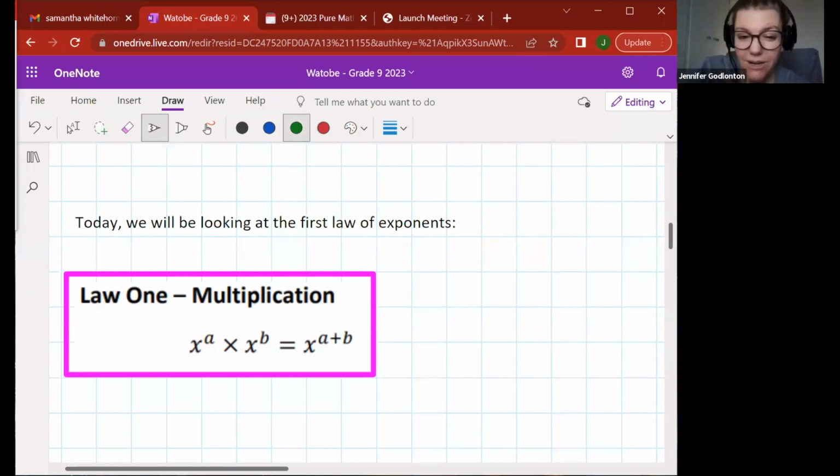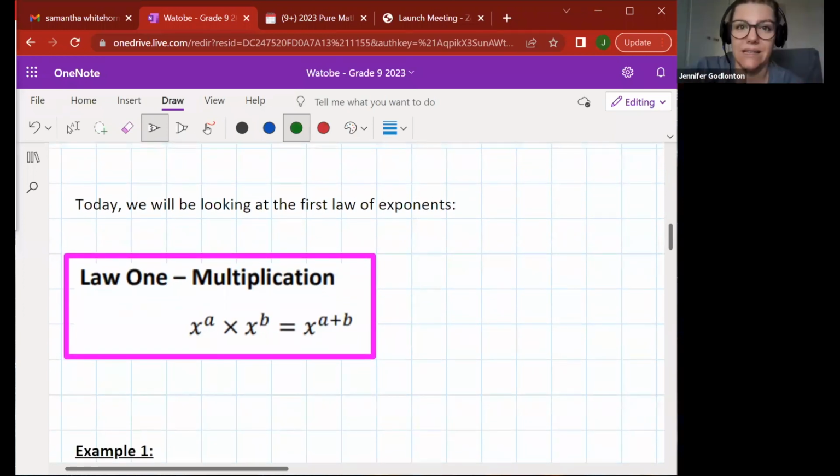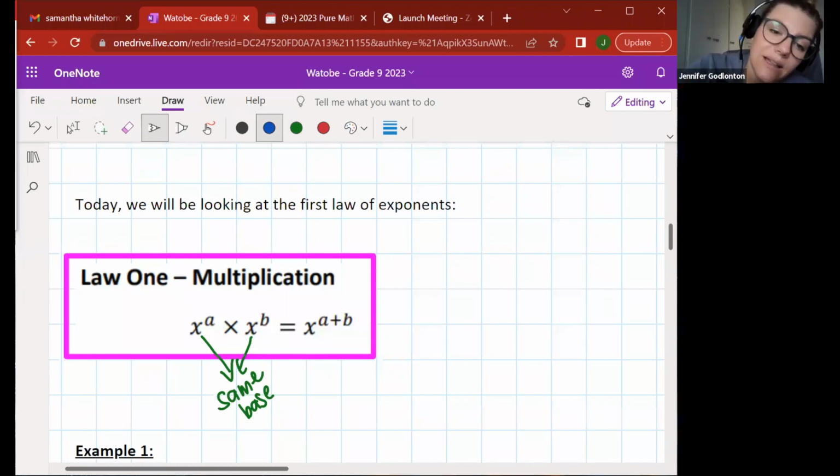Okay, so there are some very important things happening in this pink box. The first thing is that both of those x's are the same base. Okay, they are both x's. We are not allowed to add exponents of things that don't have the same base. So if that was x to the power of a times y to the power of b, then I can't do anything. They have to have the same base. And then these two over here, those are our exponents. If those bases are the same, we are allowed to add those exponents. Exactly. It's kind of like saying they must be like terms.